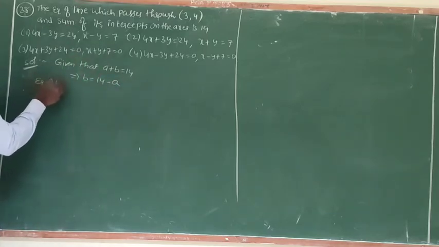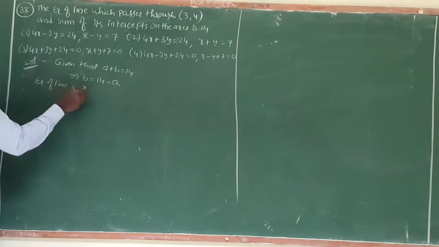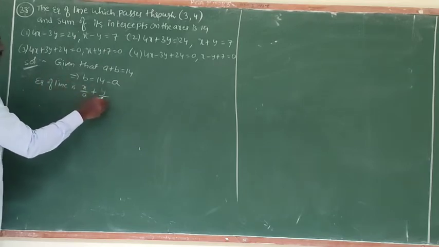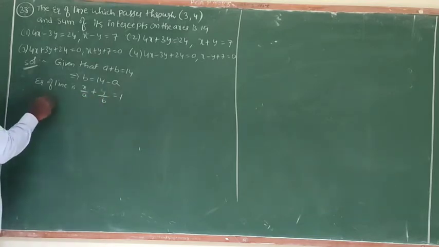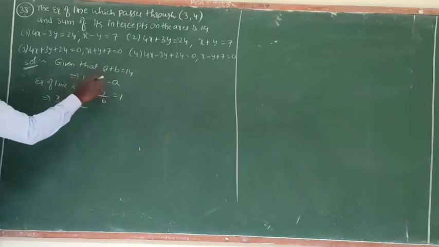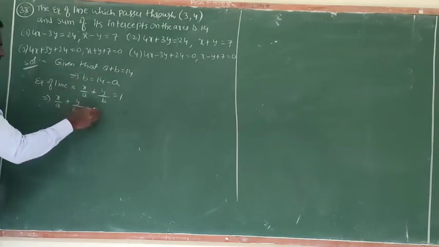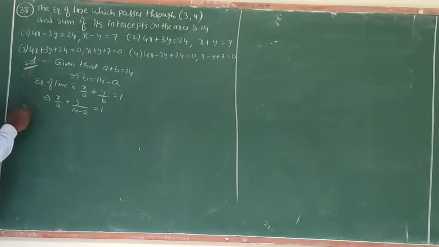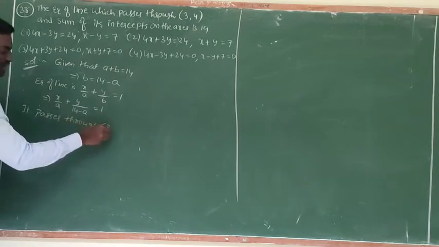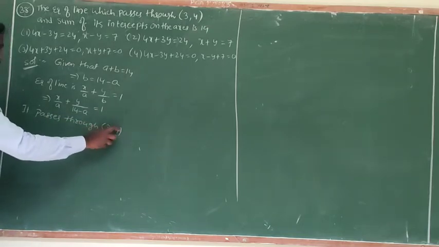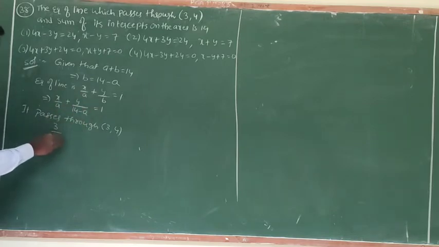Equation of line is x by a plus y by b equals 1. This can be written as x by a plus y by, in place of b I can write 14 minus a, equals 1. It passes through 3 comma 4. So this is x, this is y. Substitute 3 by a plus 4 by 14 minus a equals 1.